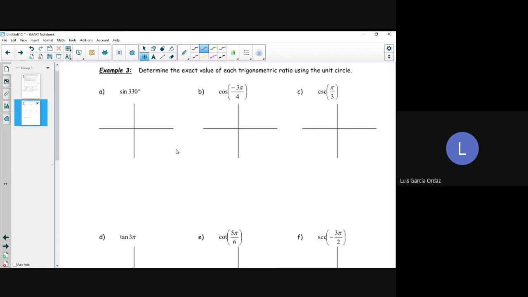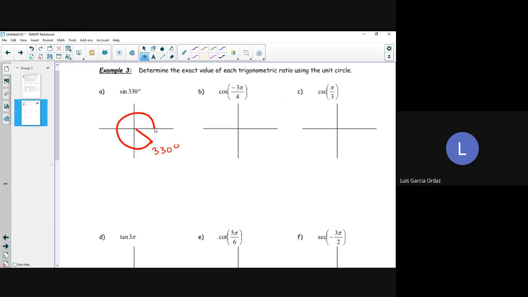Okay, so the next one is sine 330 degrees. Are we going clockwise or counterclockwise with this one? Counterclockwise. And why did it change to the thick one? Is that the default setting? Because that could be it. You could change the default setting, but I will do that in my spare time.